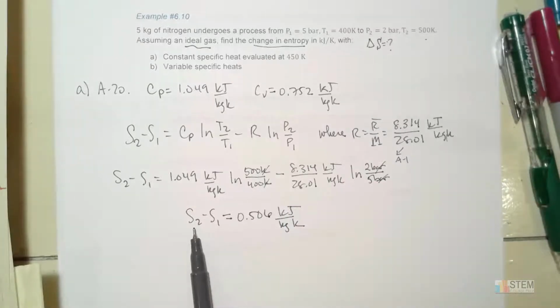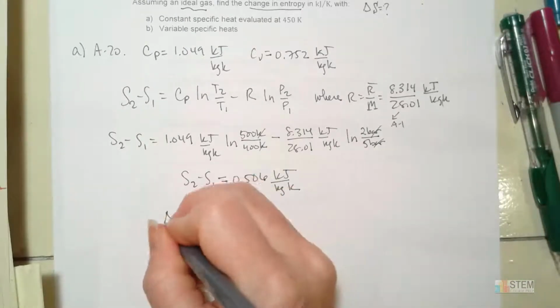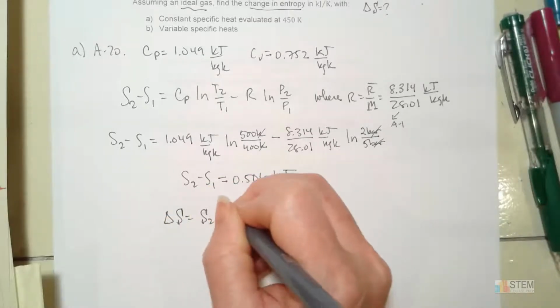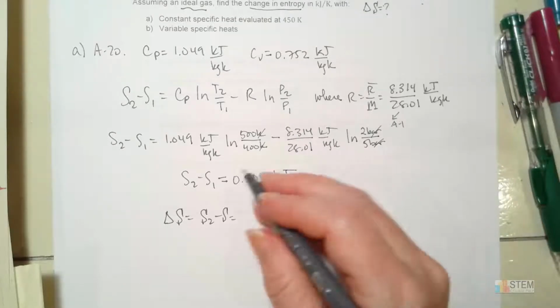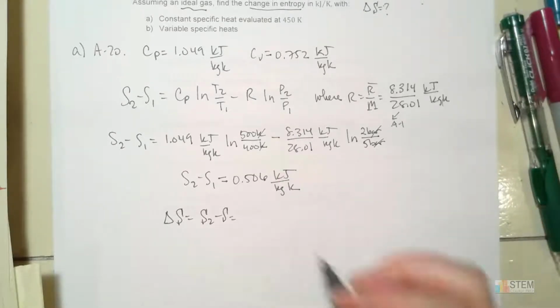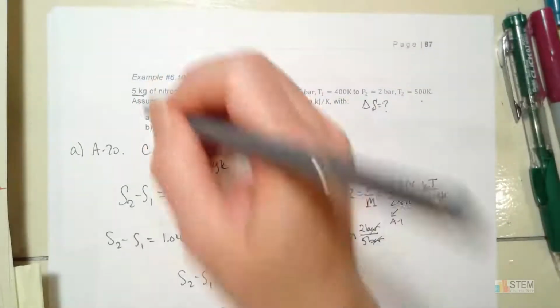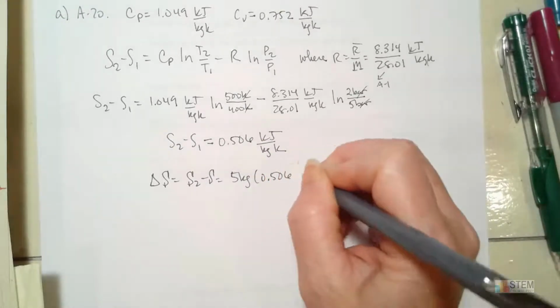So this is specific entropy. That's your change in specific entropy. That's not what I wanted. I wanted the change in just regular entropy, the capital S, right? To get that, what we're going to do is get rid of this kilograms, and the way we do that is just by multiplying this number by the mass of the substance. That's 5 kilograms, which was given in the problem right there. So we'll have 5 times 0.506.